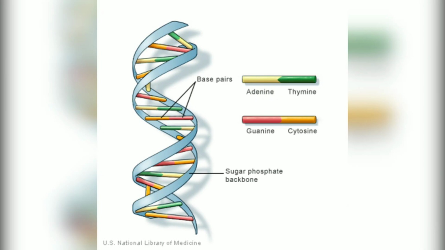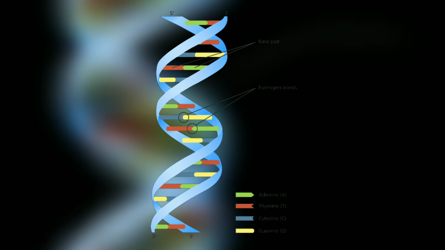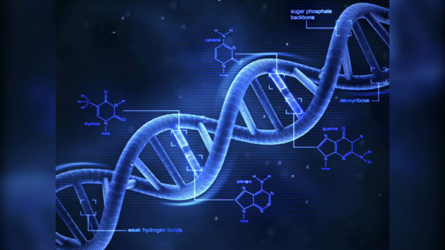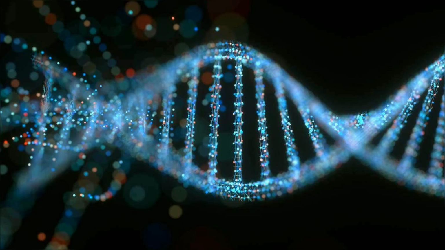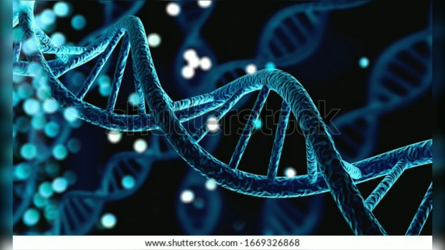Deoxyribonucleic acid (DNA) is a polymer composed of two polynucleotide chains that coil around each other to form a double helix. The polymer carries genetic instructions for the development, functioning, growth and reproduction of all known organisms and many viruses. DNA and ribonucleic acid (RNA) are nucleic acids. Alongside proteins, lipids and complex carbohydrates (polysaccharides), nucleic acids are one of the four major types of macromolecules that are essential for all known forms of life.